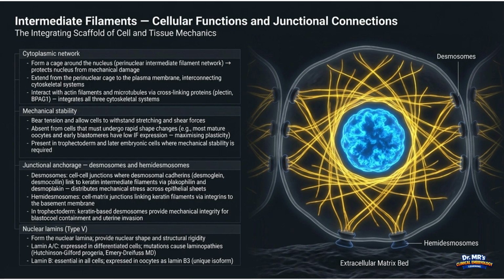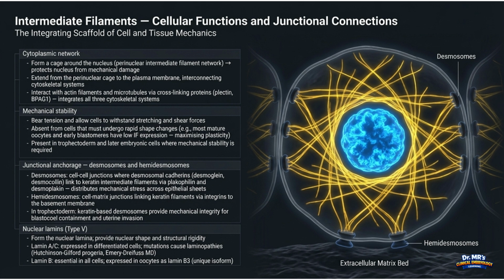We just mentioned the paranuclear cage protecting the nucleus. Massive cross-linking proteins like plectin physically reach out from that cage and bolt the intermediate filaments directly to the actin cortex and to the microtubule network. It creates a unified tensegrity system. If you pull on the actin membrane on one side of the cell, the force is transmitted through the IFs directly to the nucleus and out the other side.